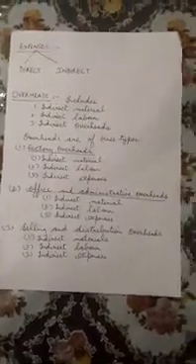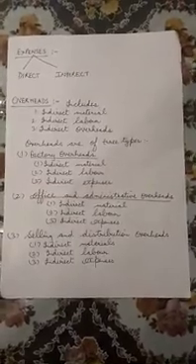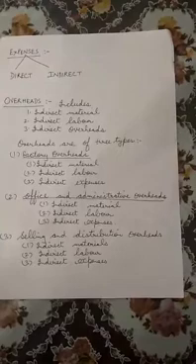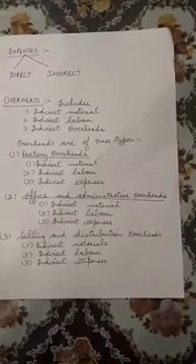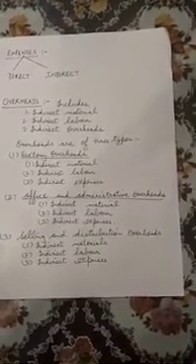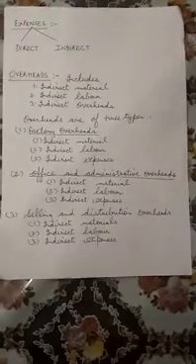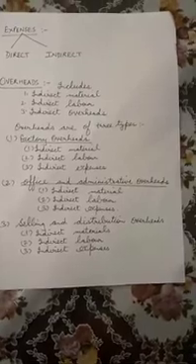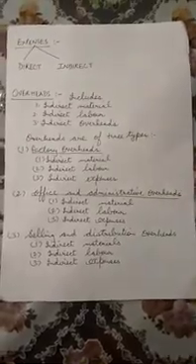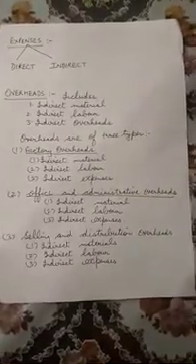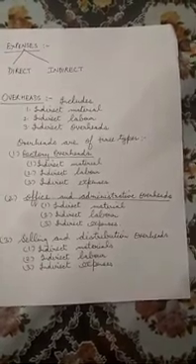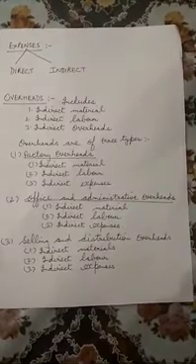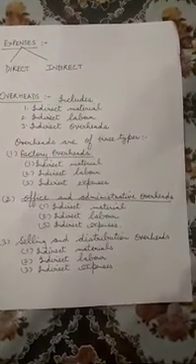Now, overheads are further divided into three types: factory overheads, office and administration overheads, and selling and distribution overheads. When we talk about factory overheads, indirect material over here refers to items in the factory such as lubricants, oil, consumable stores, etc.